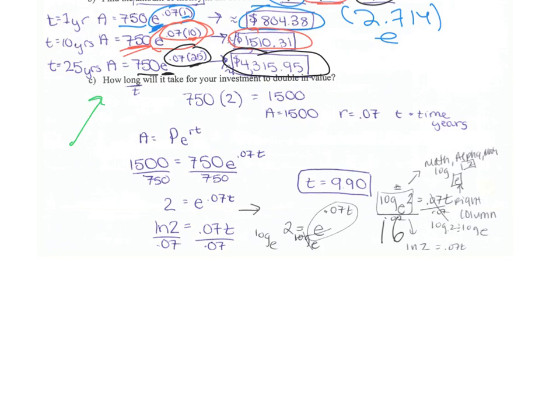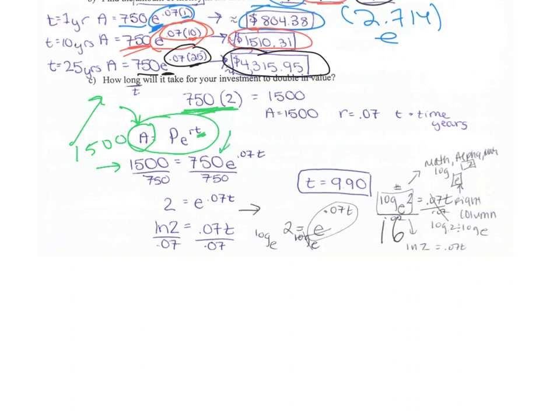So last part C, how long will it take for your investment to double? Okay, so if we know it's a continuous formula, if it says how long will it take, we're trying to find this t, right? How long will it take for your money to double? So we're trying to find this final amount. We want it to end up doubling. So if your initial investment was $750, for that to double, that's multiplying by 2. So that's how we know that this A, the final amount, would be $1,500.